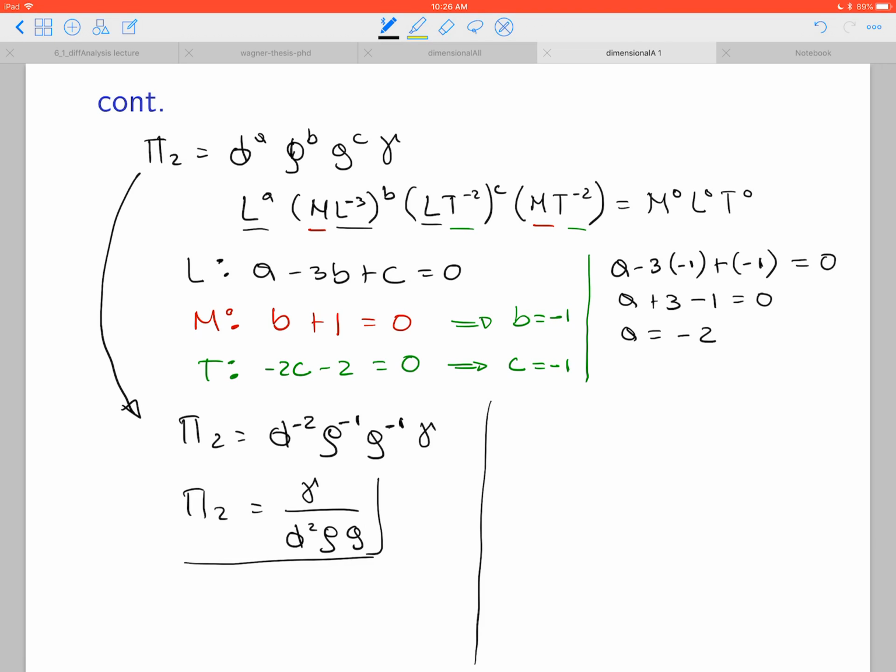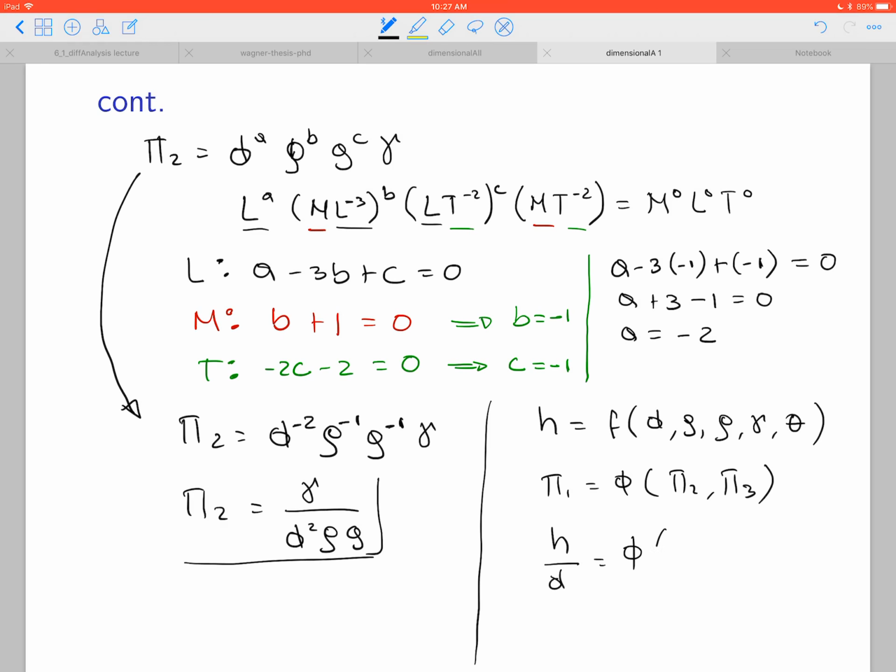Our original relationship was h is a function of d, g, rho, gamma, and theta. Our new function is pi 1 equal to another function of pi 2 and pi 3, and pi 1 was h over d, a function of pi 2, which is gamma divided by d squared rho g, and pi 3, which is theta. So this is our new relationship.